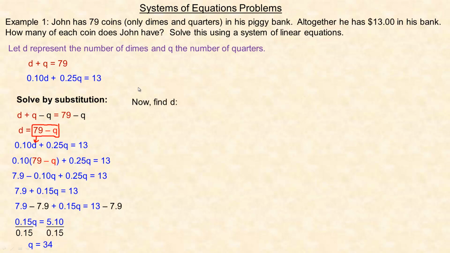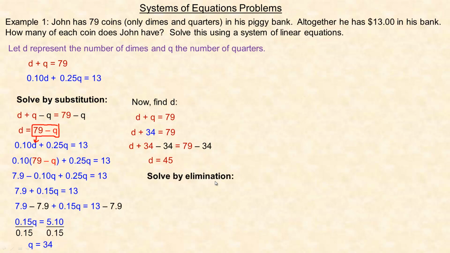So now we need to find the number of dimes. And the red equation is probably the most convenient one to use. The second one will work, but it's a little bit more work. So we're going to put 34 in place of Q. And so to solve for D, the 34 is added to the D, so I would subtract 34 from both sides. So D would equal 79 minus 34 is 45. So it looks like he has 45 dimes.